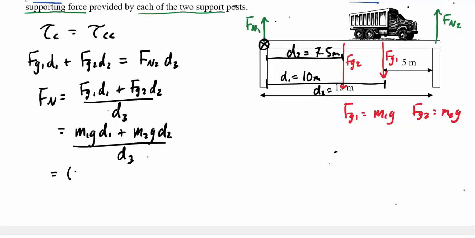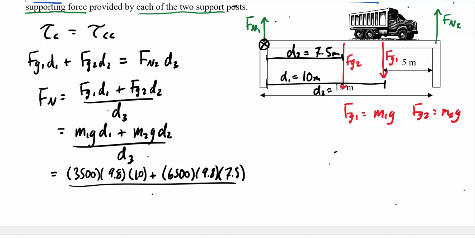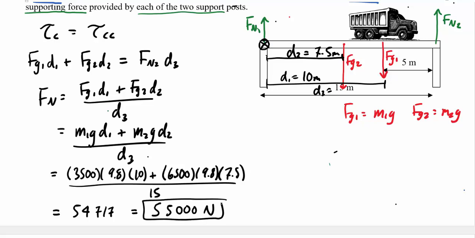So 3,500 times 9.8 times a distance of 10 meters from the pivot, plus 6,500 times 9.8 times a distance of 7.5 meters from the pivot, all divided by a distance of 15 meters. And this works out to be just over 54,000, 54,717, which I'm just going to round off to say 55,000 newtons. Okay, great. So I've solved for FN2, which is the right side supporting force.